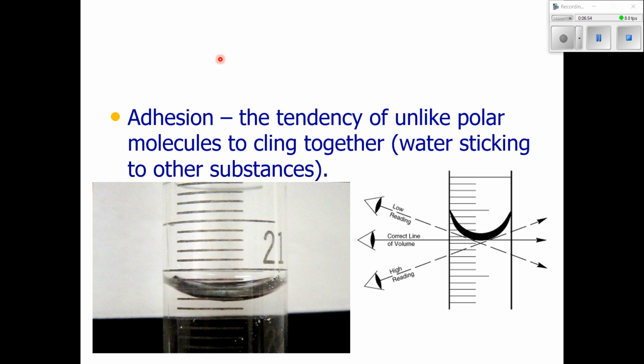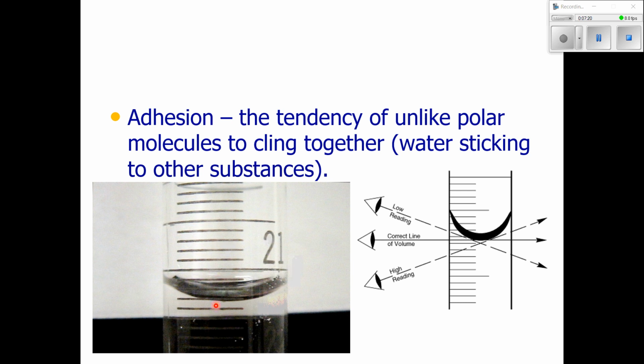Adhesion is the tendency of unlike polar molecules to cling together. In other words, adhesion would be water sticking to other substances. So here's a good example. This photograph is a glass cylinder. It's called a graduated cylinder, and it's used to measure the volume of liquid.